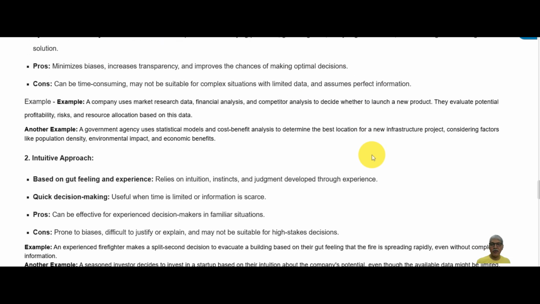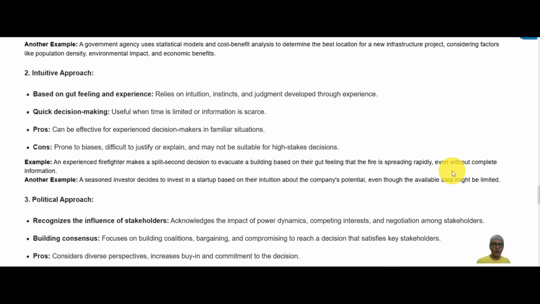The next type of approach is known as the intuitive approach. Let's take an example. A firefighter, there is fire on the particular floor of a building, and this firefighter makes a split second decision to evacuate the building. Now, this decision is based on his gut feelings, because he feels that the fire is spreading rapidly and he does not have much information, but still his gut decision tells everyone to clear out of the building.